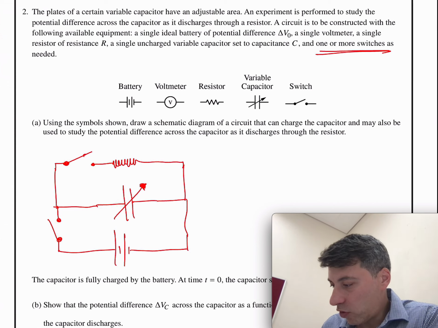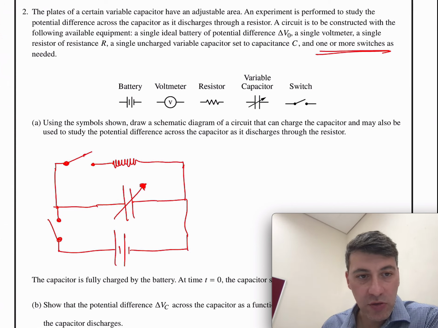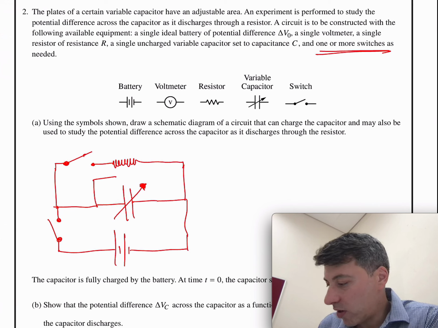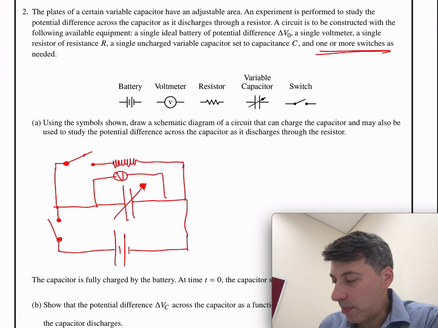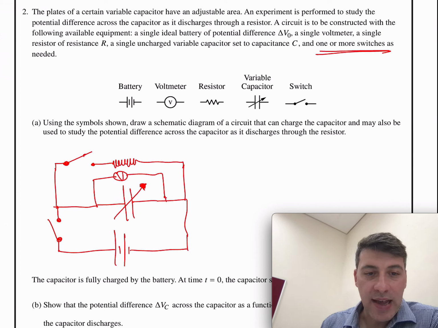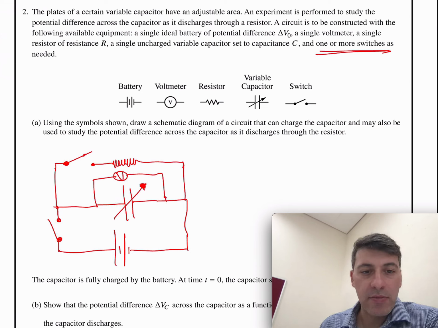And what I forgot is the voltmeter. I need to check where we need to put this voltmeter to study the potential difference across the capacitor. So this voltmeter should be connected in parallel across the capacitor, somehow like this. So more or less, this is the diagram. Again, there are a few variations of this, but we'll proceed with this drawing.